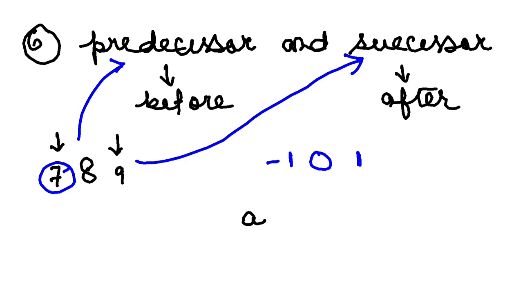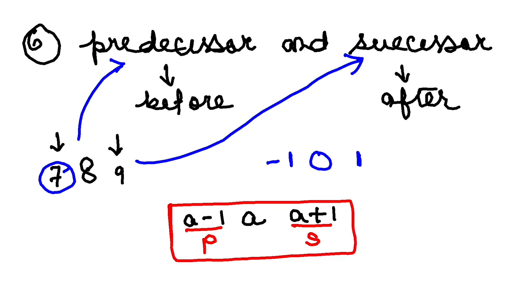We subtract 1, so a minus 1. If it was 8, going to 7 means we subtract 1, and for the successor we have to add 1, so a plus 1. So this is my predecessor and this is my successor, isn't it? That is property 6, the property of predecessor and successor. So we have discussed all the properties. All 6 properties are there. Based on all these things we can solve exercise 8.1.